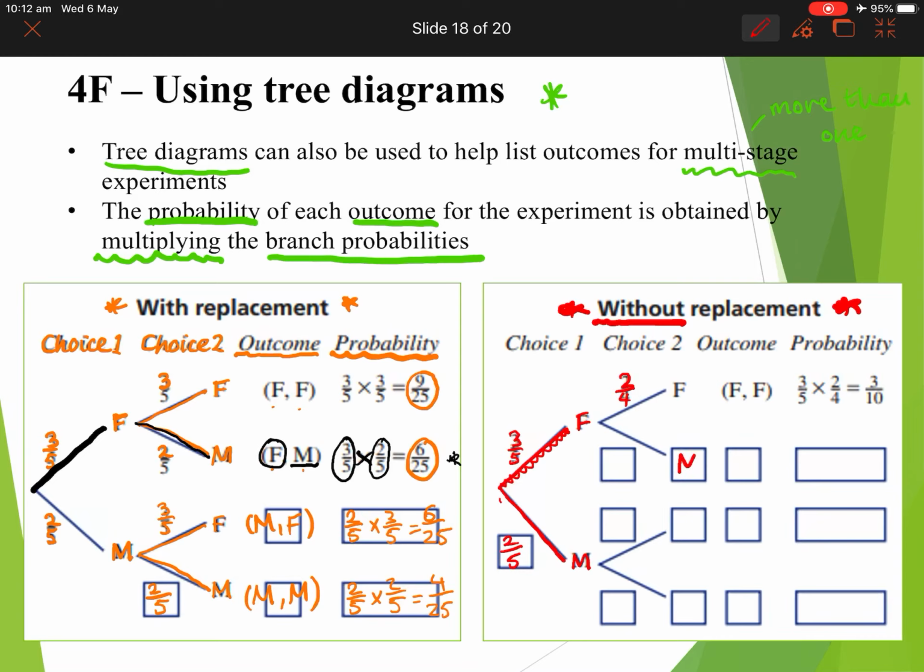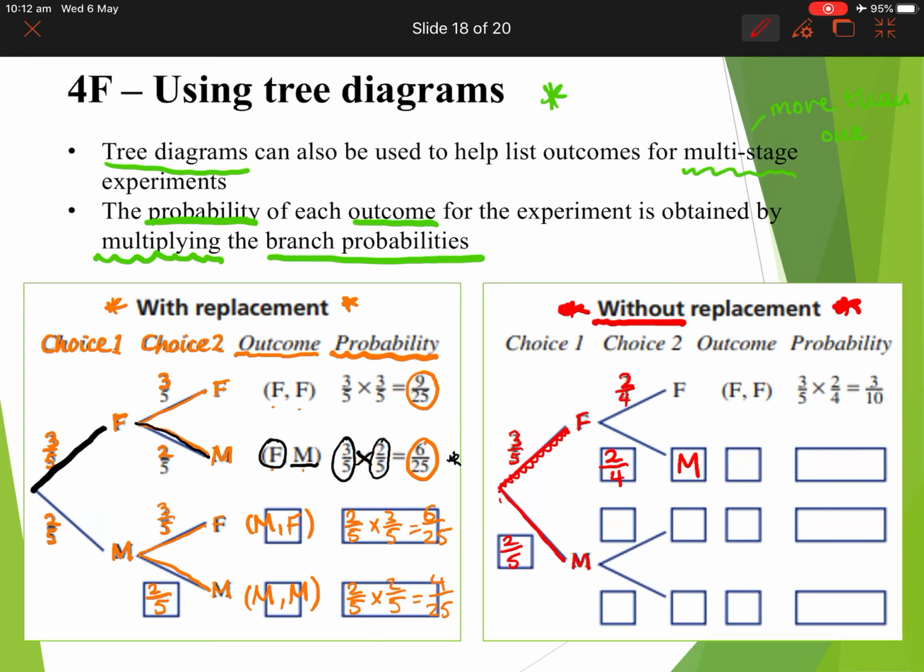But we could also choose a male after choosing that first female. If we choose a female first, it doesn't change the number of males. We still have 2 males, so that's good. But we still only have a total of 4 people to choose from because we've taken away one of those females. So instead of 5 people, we've only got 4 people to choose from.